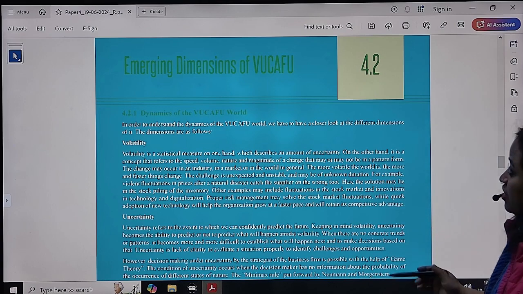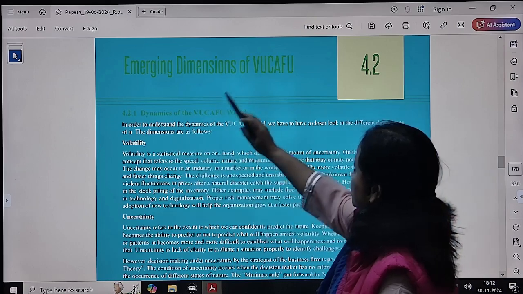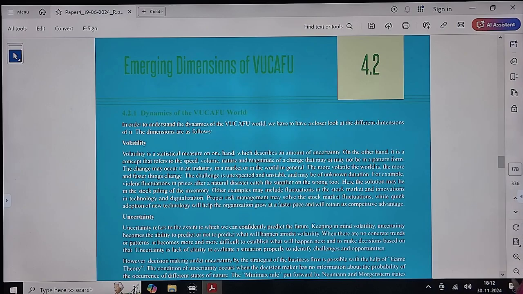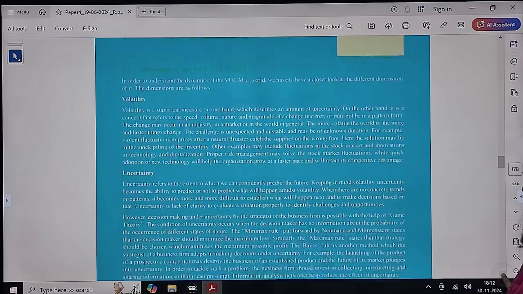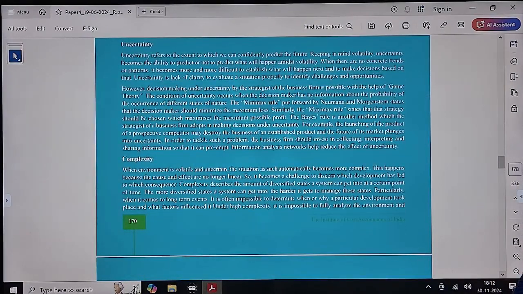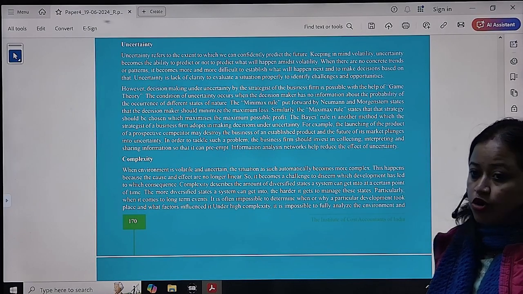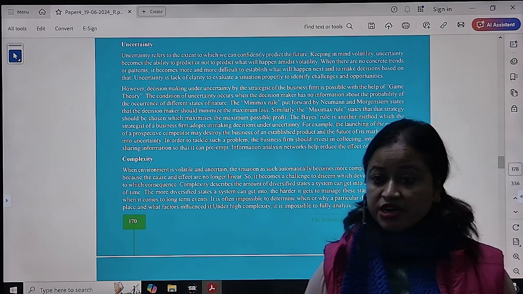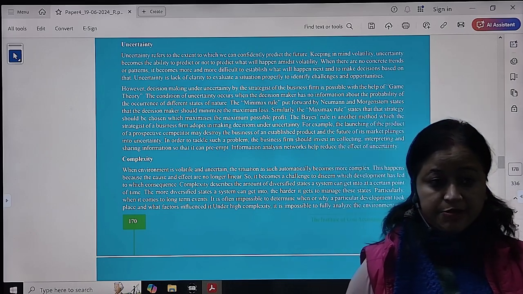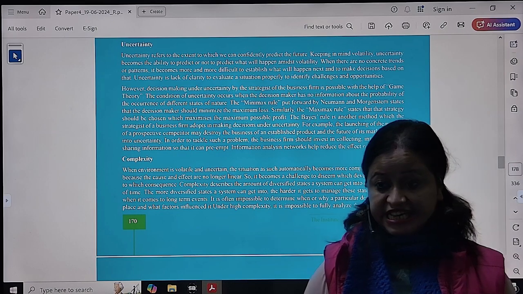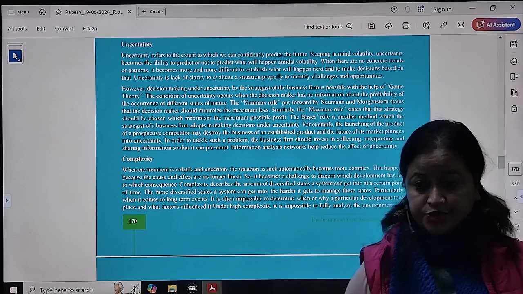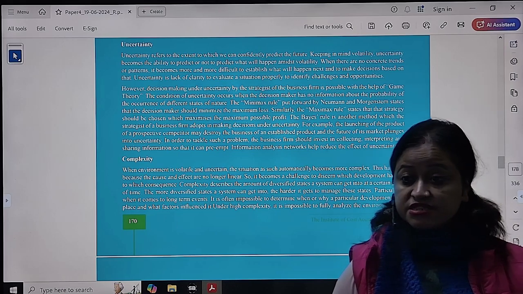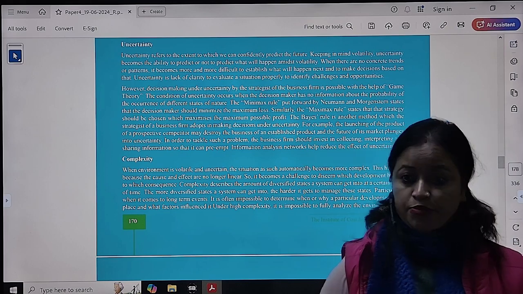Okay. Now, V stands for volatility, U stands for uncertainty. Now C stands for what? Yes, C stands for complexity. See, your exam is coming and you are uncertain. You do not know how the exams will be. You do not have proper guidance. Nobody is there to guide you. You don't know how the question patterns will be. So you are uncertain, and obviously you will be in a complex situation.